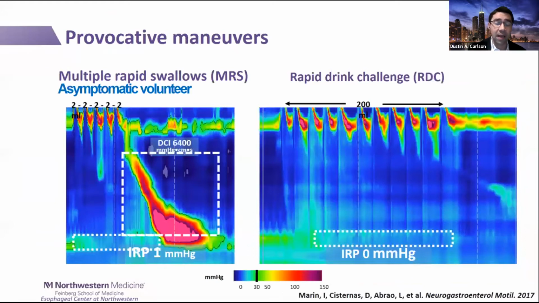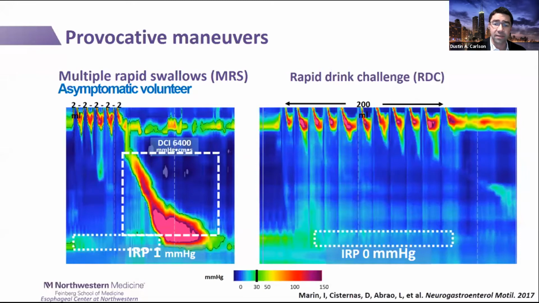Other potential applications here include provocative maneuvers such as multiple rapid swallows, which involves having 5 swallows of a small volume done in rapid succession. This provides evaluation of contractile reserve based on this after contraction here. I suspect that this has implications in GERD and ineffective esophageal motility, and so I believe that Dr. Gaiwali may touch upon this in his next talk, so I'll try not to steal his thunder here. But multiple rapid swallows also provides evaluation for outflow obstruction, as with these multiple swallows, which also occurs with the rapid drink challenge, in which patients are given 200 cc's of liquid and told to drink as fast as they can.